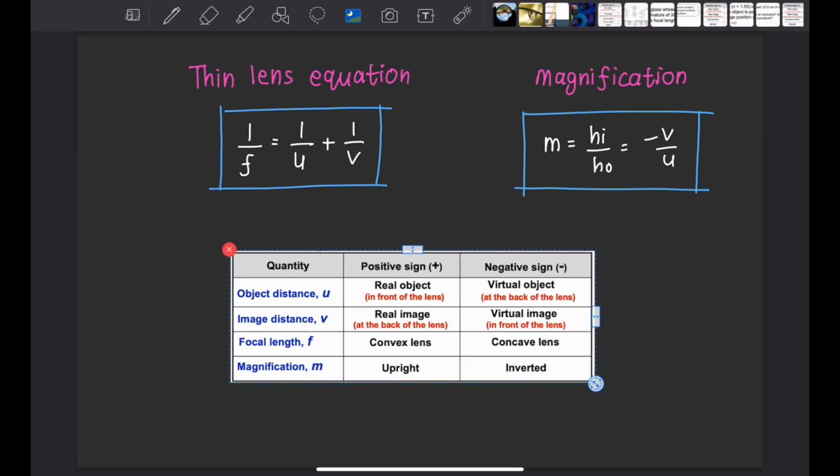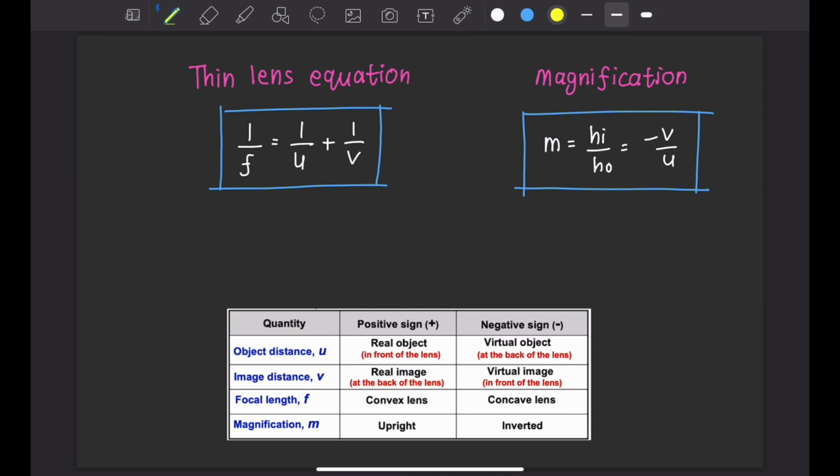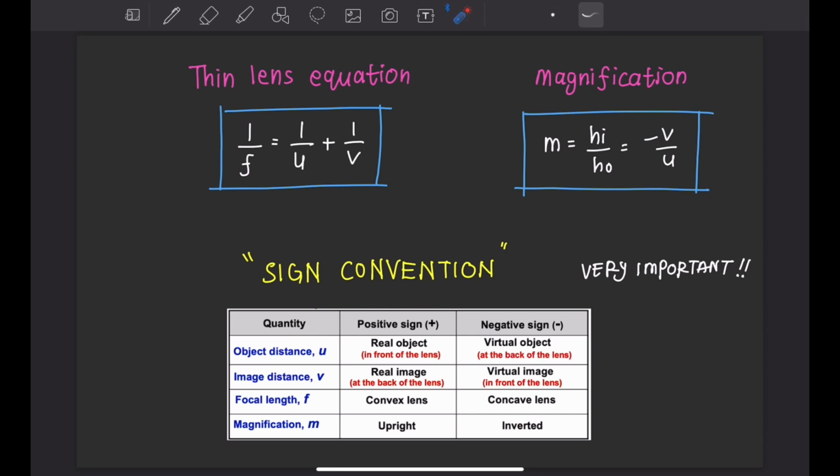And now for the sign convention, this one also the same like spherical mirror in 7.1. Okay, the only thing different with mirror is if we look closely at the focal length. So for mirror before, we learned that focal point positive sign is for concave mirror and negative for convex mirror, but this time the focal length for a convex lens is positive and focal length for concave lens is negative. So please be very careful with the sign convention when you want to do the calculation.